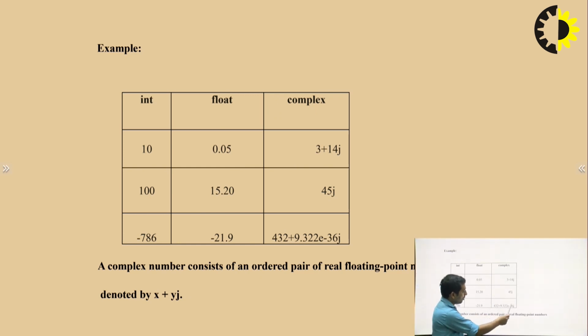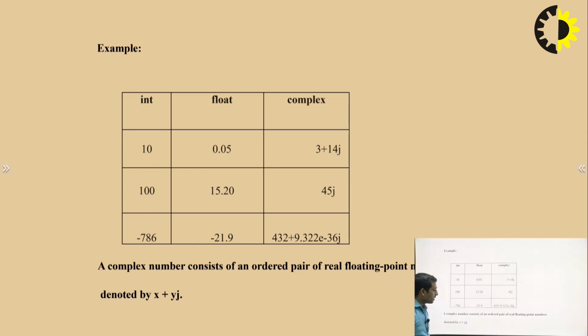And this is the exponential type, 432 is the real part, and the imaginary part is 9.322 into 10 to the power minus 36. Here e represents 10 power minus 36. So for representing small, fractional numbers, we use the exponential with negative powers.